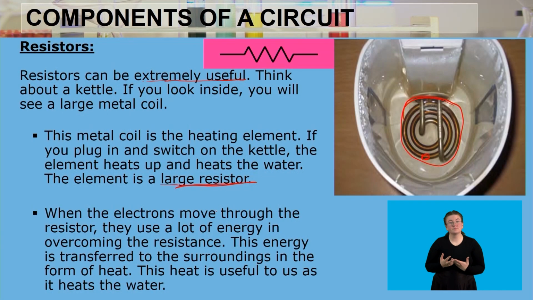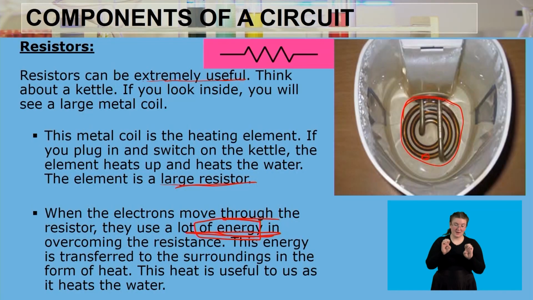When the electrons move through the resistor, they use a lot of energy. Remember, where are they getting this energy from? From the cells. The cells, or the battery, are supplying the electrons with energy to be able to move from one terminal to the other terminal. So when these electrons are moving through the resistor, that is this element in this case, they're going to use a lot of energy. Why are they using a lot of energy?